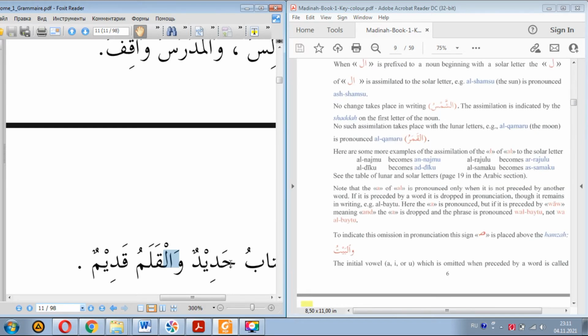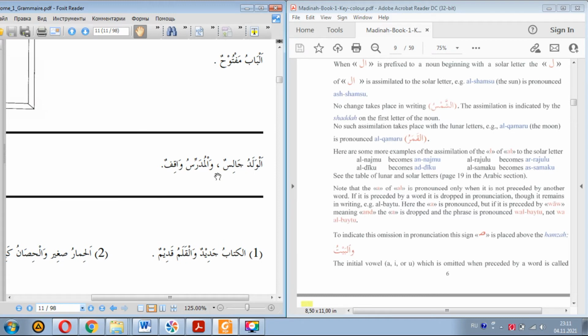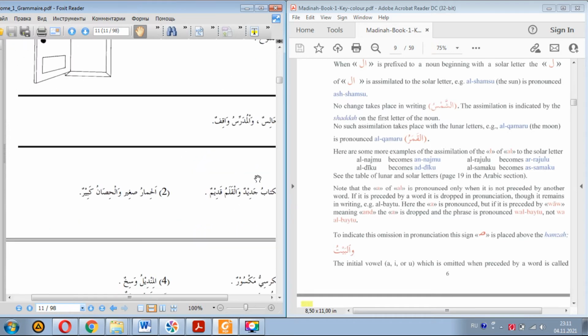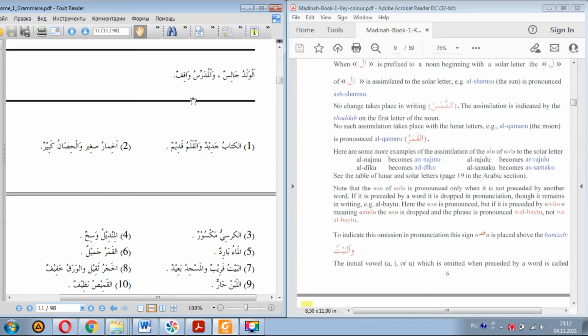So just get used to the fact that there will be blank space above this alif if it's not pronounced, but still it's written. And this sign, don't expect it to be shown in any other book than Quran. So الولد جالس والمدرس واقف. So here we have 10 sentences to exercise what we learned before, like الكتاب جديد والقلم قديم.